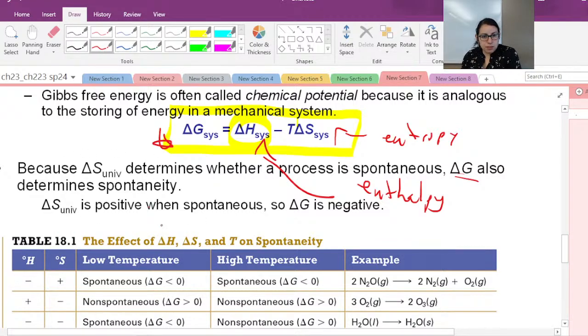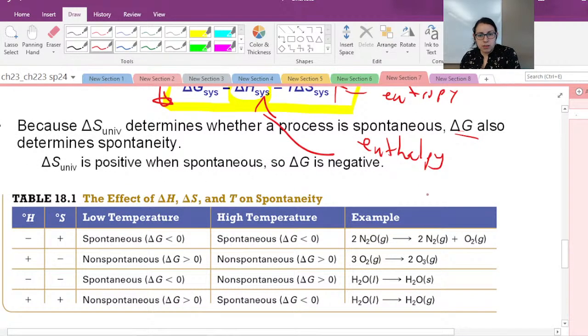So let's just rewrite it as well. Delta G equals our change in enthalpy minus temperature times change in entropy. And so now we can plug these in. Well, if our enthalpy is always negative, and then our entropy is positive, it doesn't matter what the temperature is, spontaneous at all temperatures. You can kind of see that.